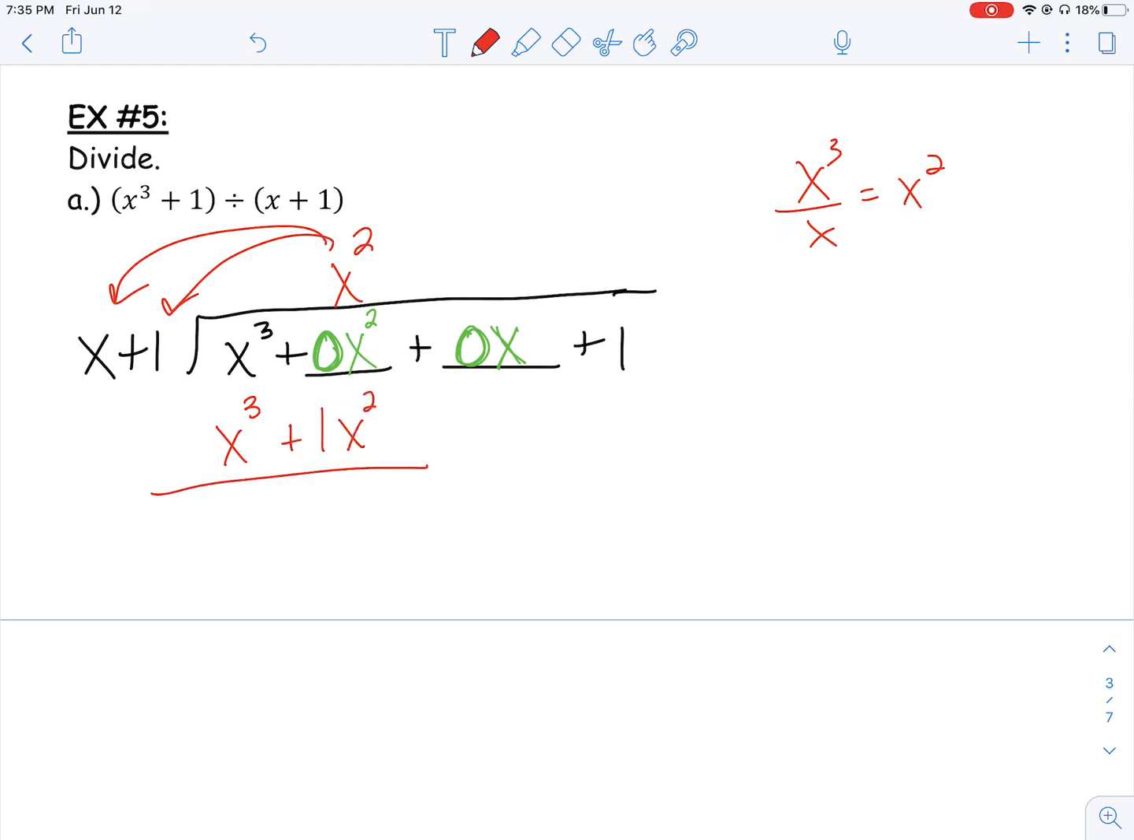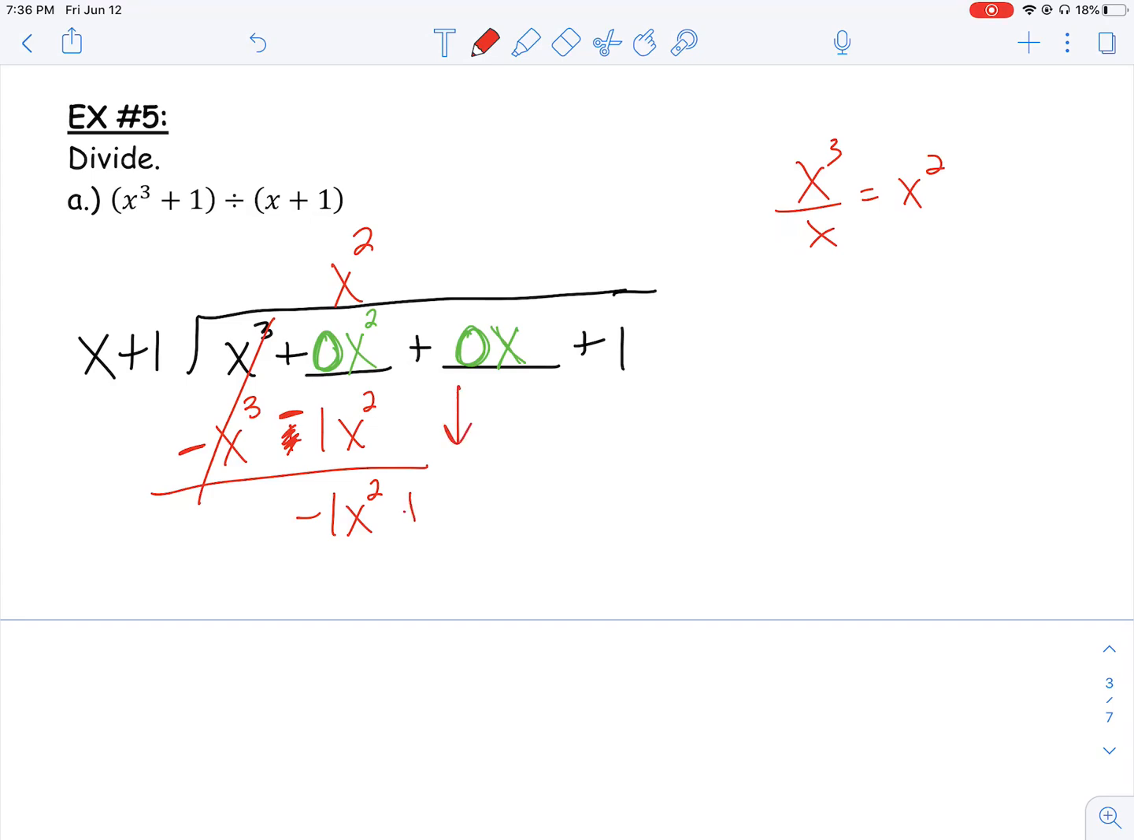I'm going to draw my line. I'm going to subtract. I'm going to change my sign here, and I'm going to change my sign here. My x cubed minus x cubed cancel. I have a 0x squared minus 1x squared. That gives me a minus 1x squared. Do you see how it was important to put a 0x squared so that I have an x squared column when I'm doing my long division? That's going to help a lot.